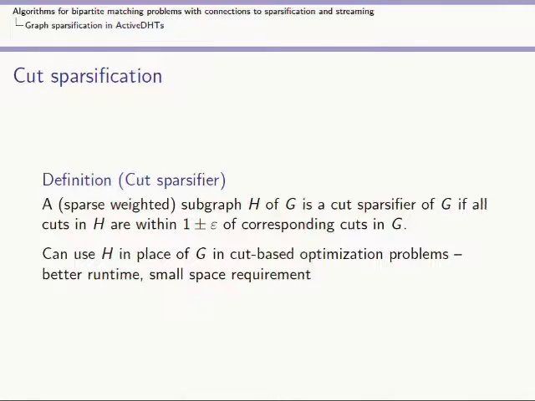Even though we used cut sparsification in the first part to obtain the first two sublinear time algorithms, I didn't define it, so let me define it now. If we have a weighted undirected graph G, then a subgraph H is an epsilon cut sparsifier of G if all cuts in H are within a 1 plus minus epsilon factor of the corresponding cuts in G. This is a great concept because if H is sparse, then we can use H instead of G in cut-based optimization problems, getting better runtimes.